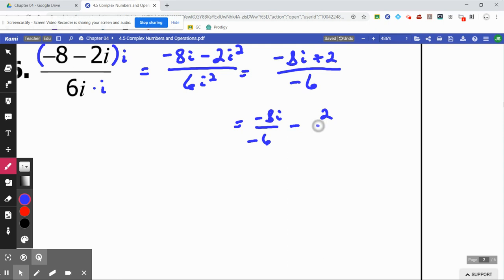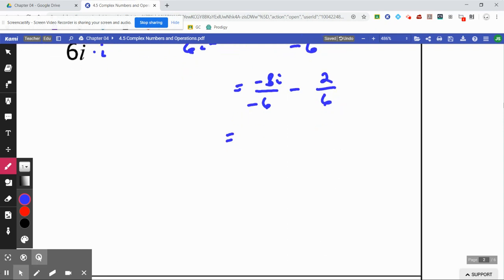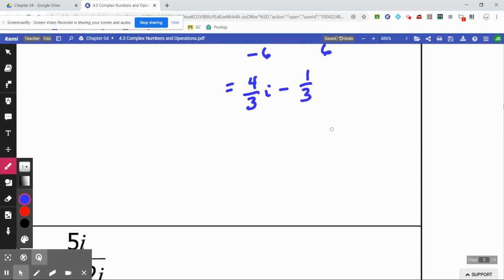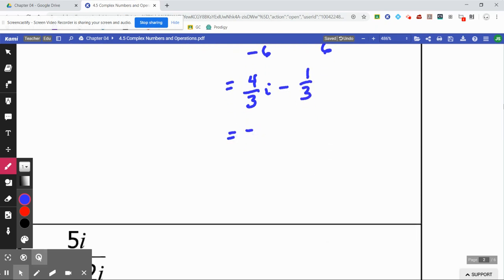Let's write that negative out front then. Clean that up. Negative divided by negative is a positive. You can reduce that. That is 4/3 i minus 2 divided by 6, which can be reduced as 1/3. Let's flip-flop them around. That'd be a negative 1/3 and a positive 4/3 i.